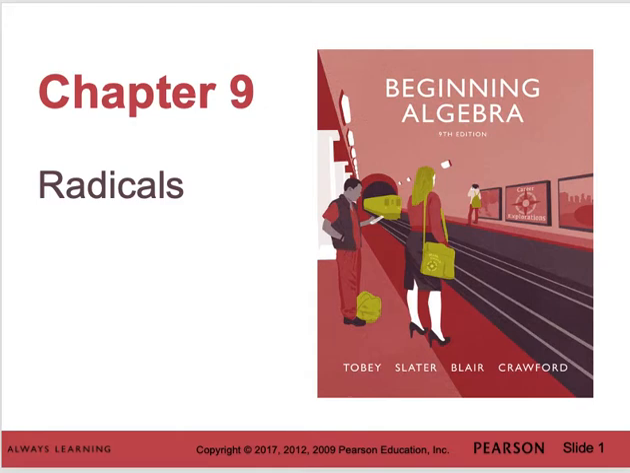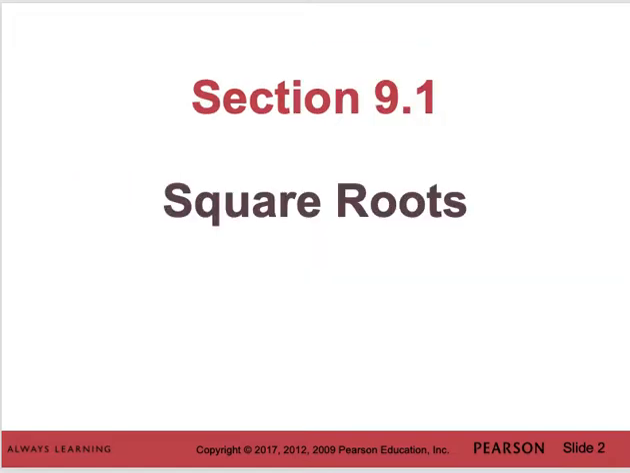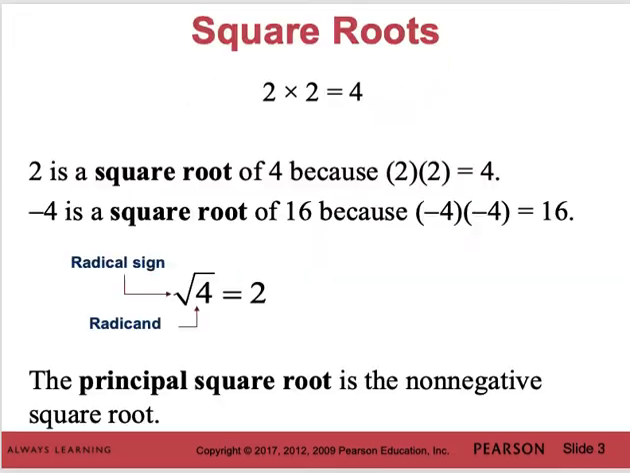I will explain Chapter 9, Sections 9.1 through 9.3 on radicals. Section 9.1 focused on square roots. 2 is the square root of 4 because 2 times 2 equals 4.